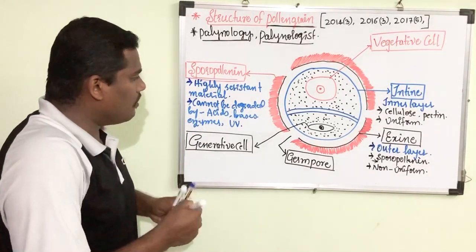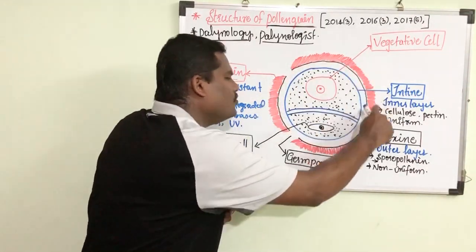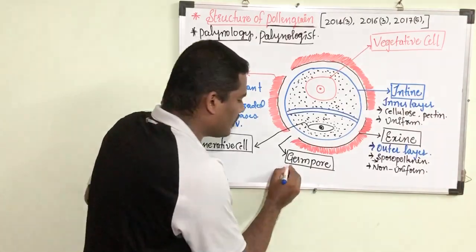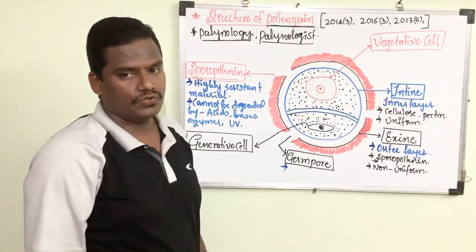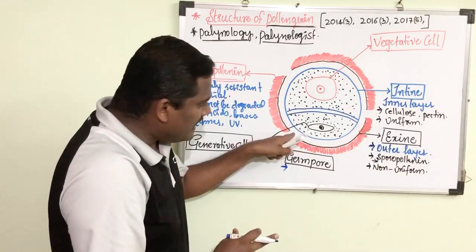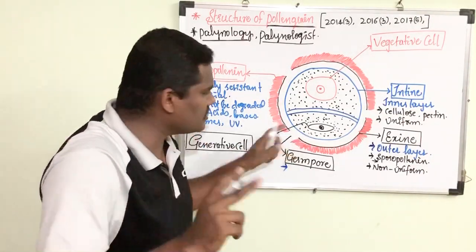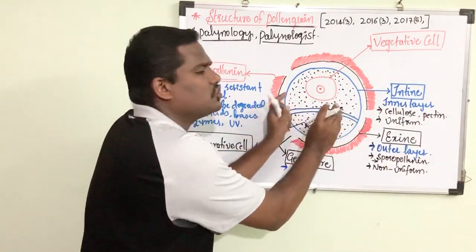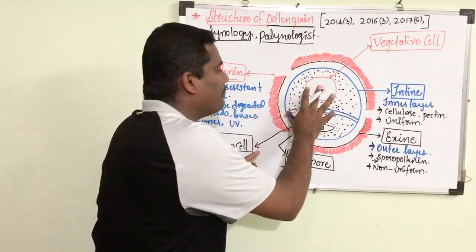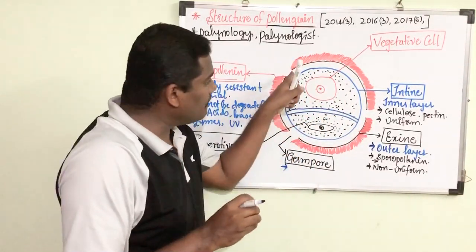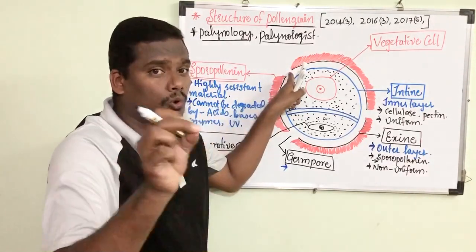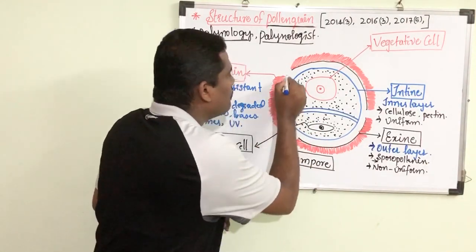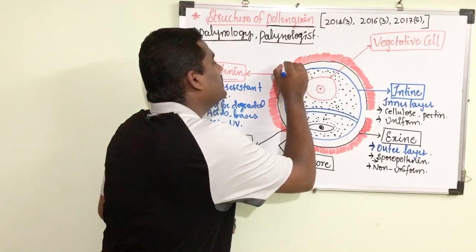Now, this sporopollenin is also not uniformly distributed. Here and there we have certain openings. These openings are called germ pores. Their main job relates to the pollen tube. When the pollen grain is dropped on the stigma, the pollen grain starts germinating. That process is known as pollen tube growth or pollen tube germination. During that germination, the tube comes out from this germ pore.